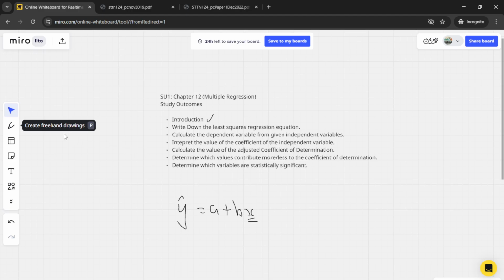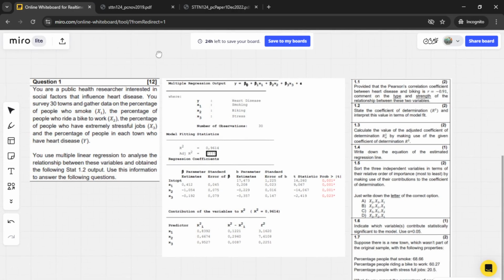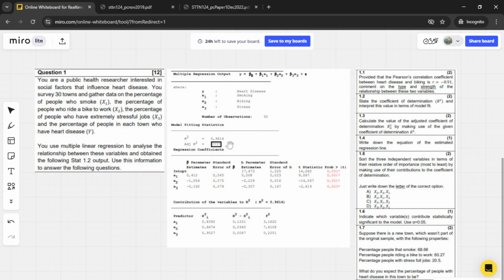Right. So I'm just going to scroll down and show you what a stat 1.2 output looks like. All right, so this is what a stat 1.2 output looks like. They'll give you a scenario, and then they'll give you a stat 1.2 output, and then they'll ask you questions. This is a typical type of question from one of the previous exam papers. I just cropped out study unit 1, specifically multiple regression, for this video. So without further ado, let's dive into this question and tackle all those questions.